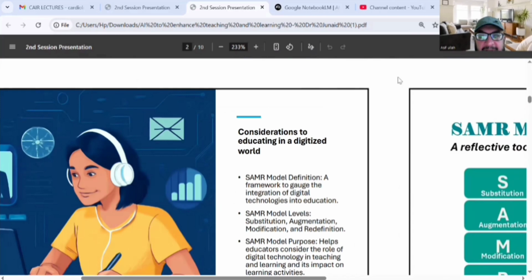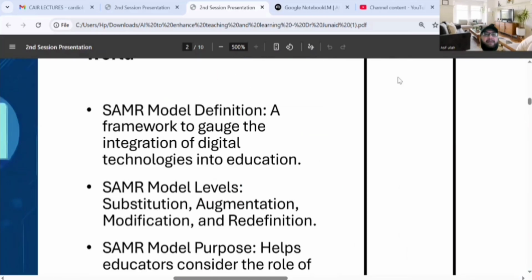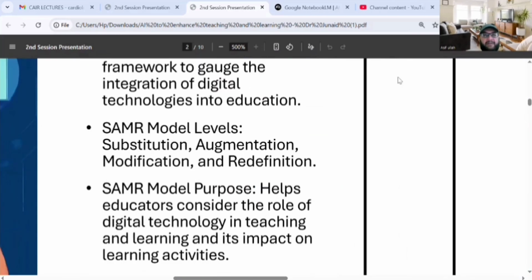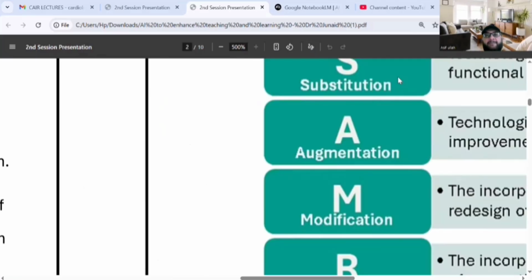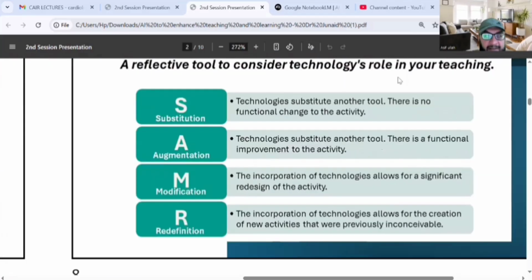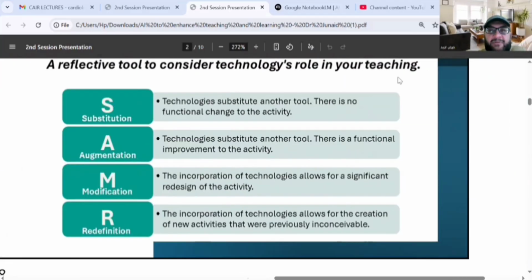So, considerations for educating in a digitalized world. SAMR model, a framework to gauge the integration of digital technologies into education. Levels of the SAMR model: substitution, augmentation, modification, redefinition. Purpose of the SAMR model: to help educators consider the role of digital technologies in teaching and learning and their impact on learning activities. A reflective tool to consider technology's roles in teaching.